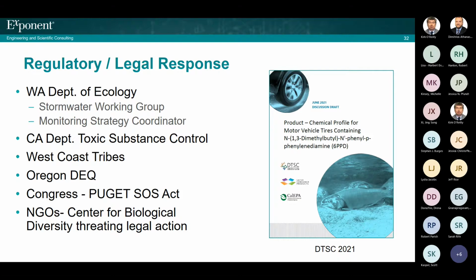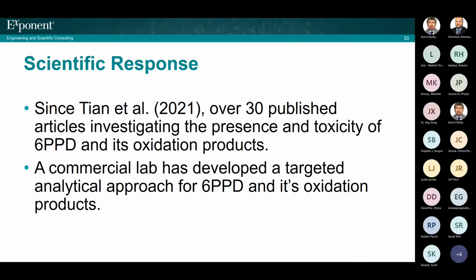Of course, the tribes are very interested in anything that has to do with fish. They have a lot of good scientists who have been very active. Oregon's getting involved. There's some in the Puget Sound area, local congresspersons are trying to get funding to deal with it, and NGOs have gotten involved. So there's a lot going on, and it's growing quickly.